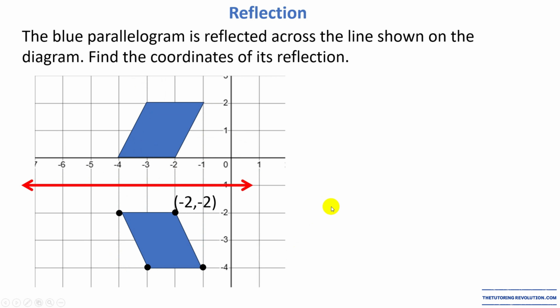So this is -2 for the x and -2 for the y. This is -4 for the x and -2 for the y. This is -1 for the x, -4 for the y, and this coordinate is -3 for the x, -4 for the y.